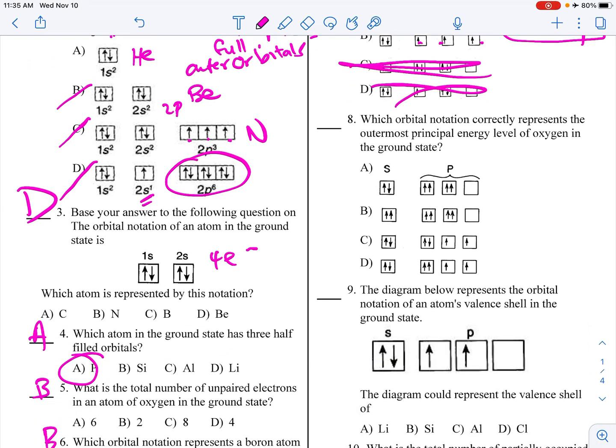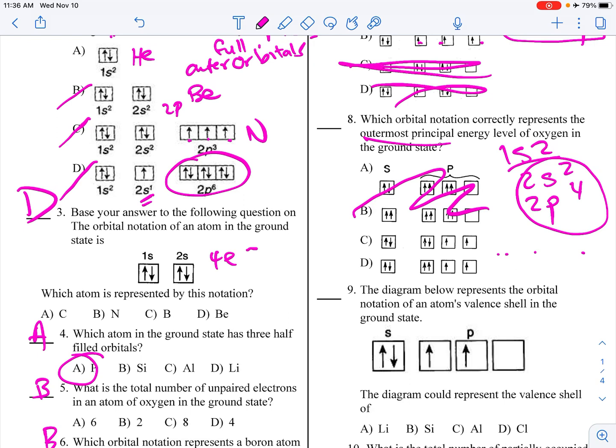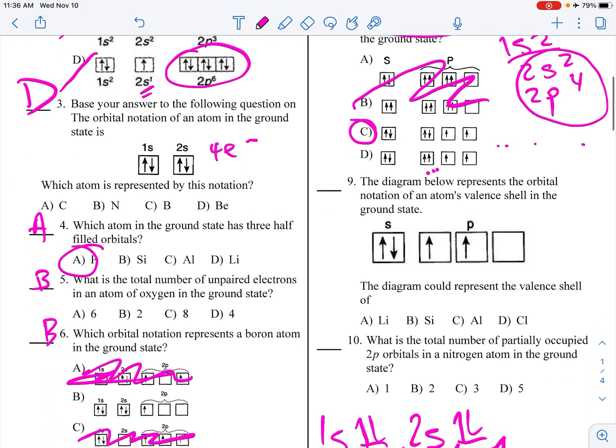The outermost, so that's the valence of oxygen. So oxygen is 1s2, 2s2, 2p4. So this is our valence. So we have 4 electrons. Follow Hund's rule. You'd have 1, 2, 3, and then a double up. So this one has 2 up arrows. That's really sneaky. You want that because you have to have that opposite spin.